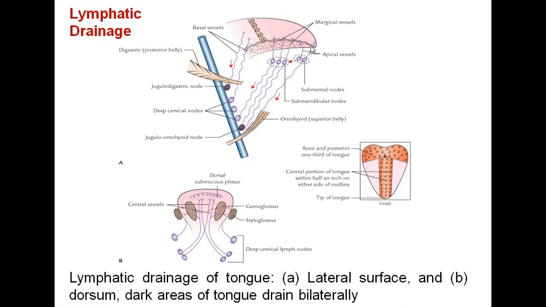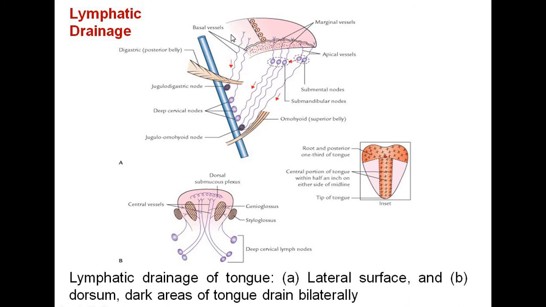The apical vessels drain the tip and the inferior aspect of the tip of the tongue into the submental group of lymph nodes. The efferent from the submental group of lymph nodes will get drained into the submandibular nodes, and it also drains into the jugulo-omohyoid group of lymph nodes. The lateral margins of the tongue are drained into the submandibular group of lymph nodes, which further drain into the lower deep cervical and the jugulo-omohyoid groups of lymph nodes.